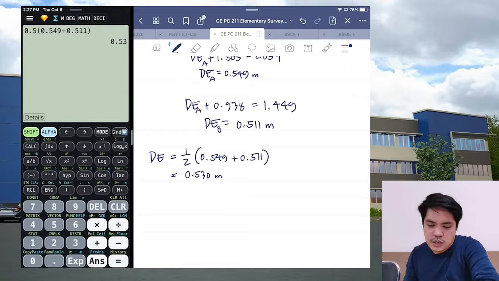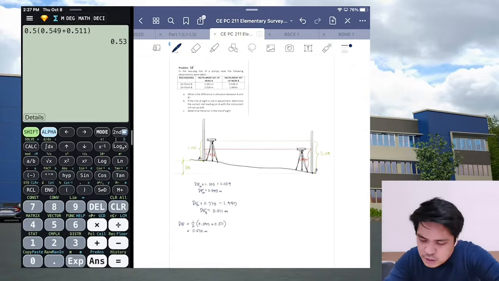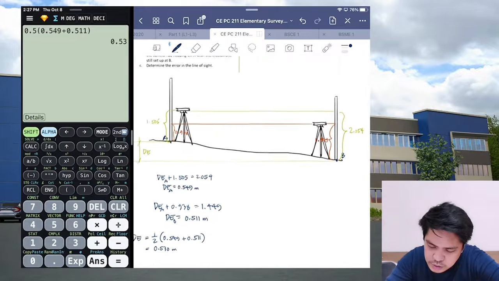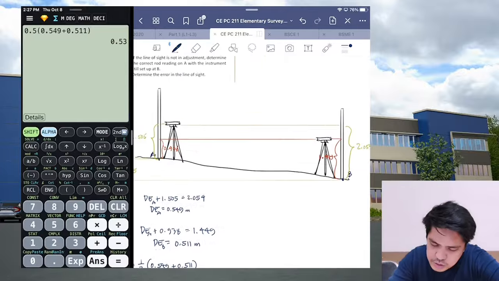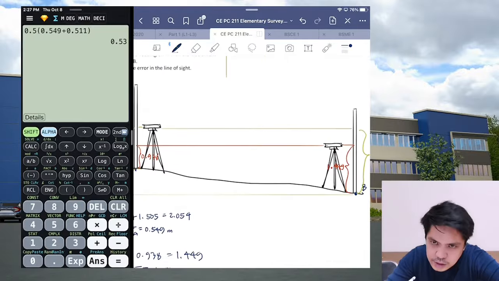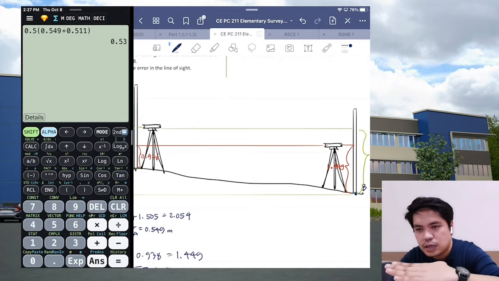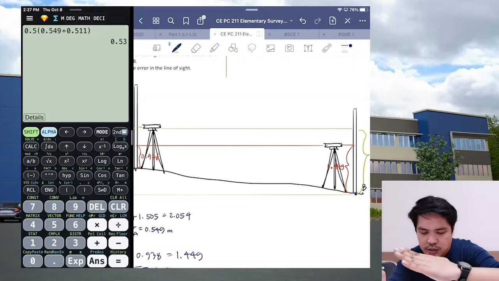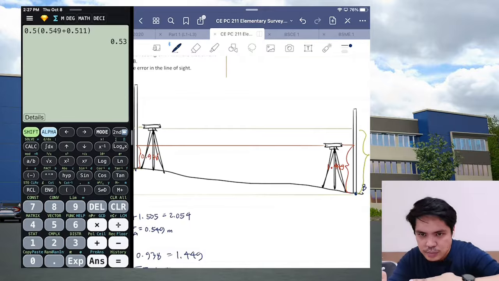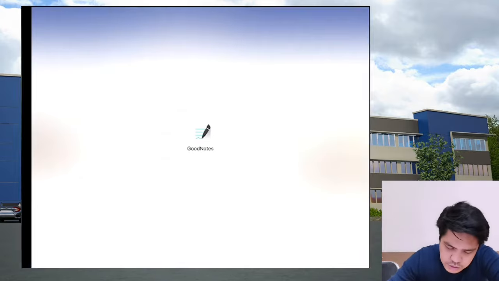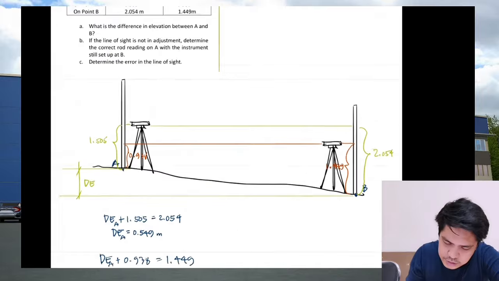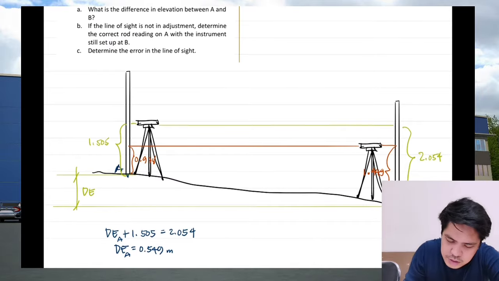Now, this is what happens if we introduce an error. Of course, the line of sight is inclined. So let's take the error in the instrument as the line of sight inclining upward. It is not perfectly horizontal; it is slightly inclined upward. If you take that, the setup of the instrument will be this.